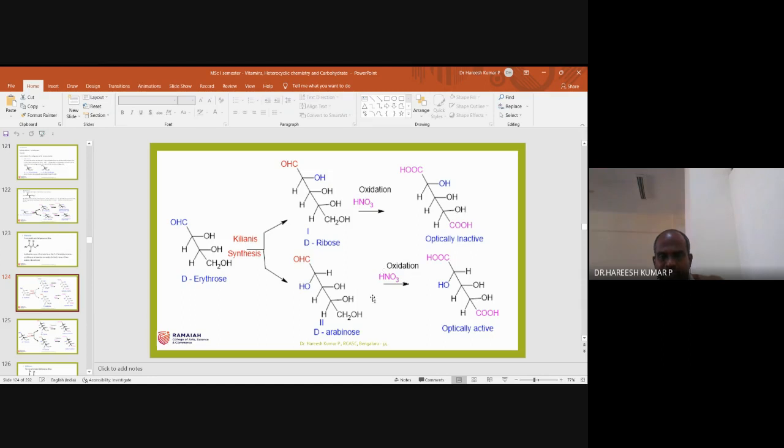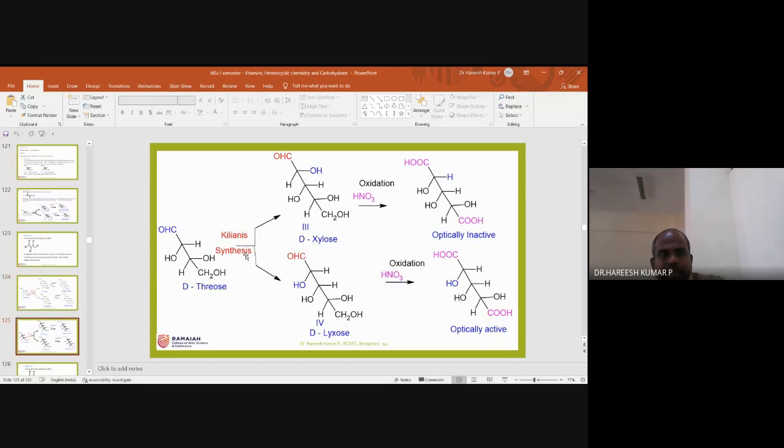Similarly, when arabinose is subjected to oxidation, it gives an optically active compound because there is no plane of symmetry. So no plane of symmetry. That is the reason it is giving an optically active dicarboxylic acid. So with this, I will go to the next slide.